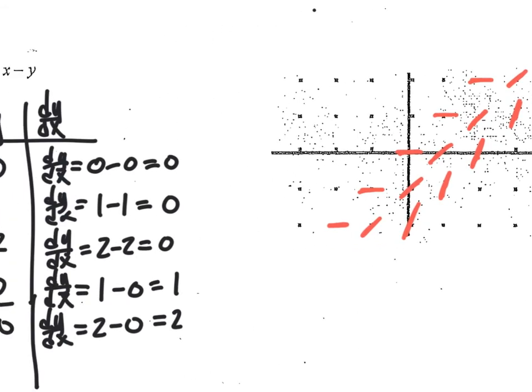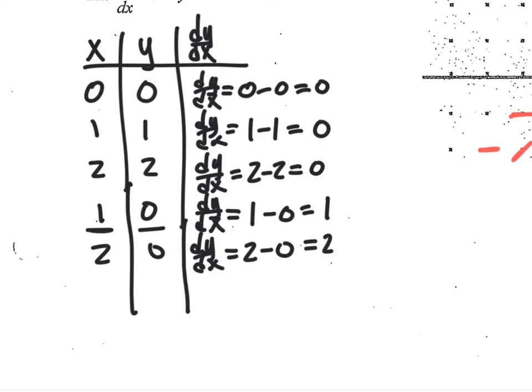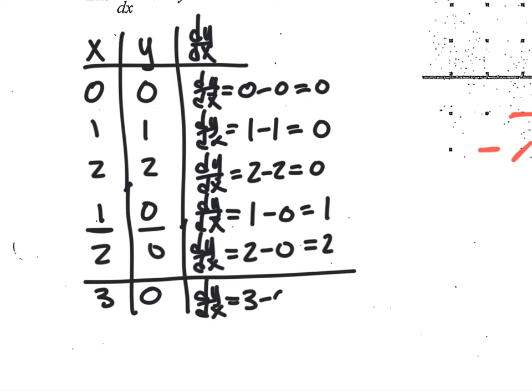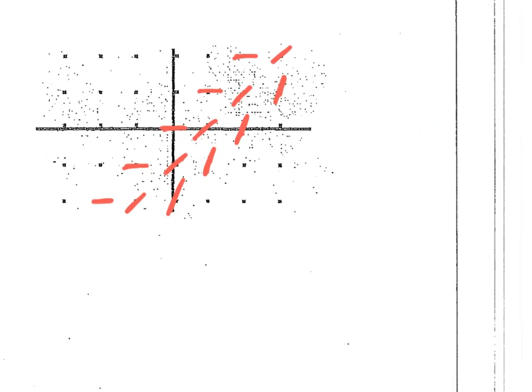Okay, and then let's plug in the point, say, 3, 0. And so my dy dx value is equal to 3 minus 0, which is a slope of 3. So with every one of these, my slope gets a little bit steeper, okay? And so you can kind of assume that this next diagonal is going to have a slope of 3. So then this is 4, even steeper, and this is 5, even steeper, okay?